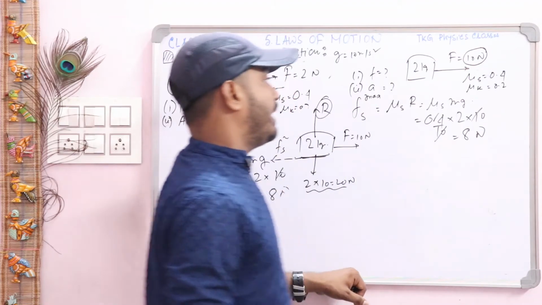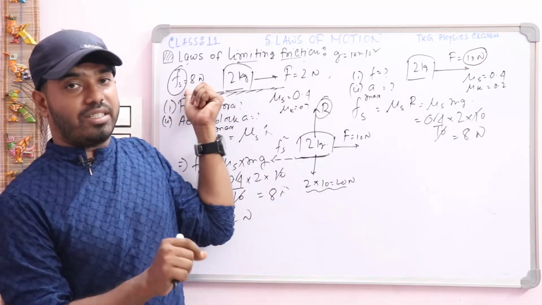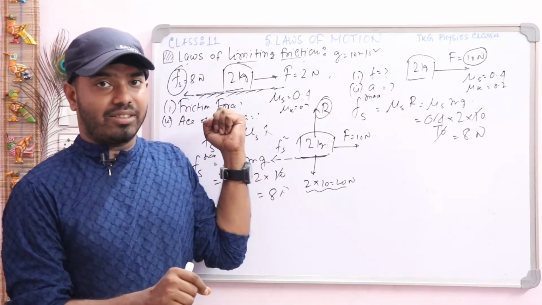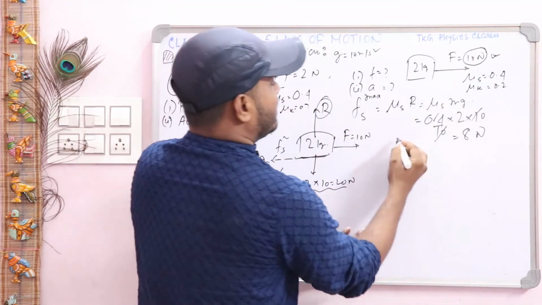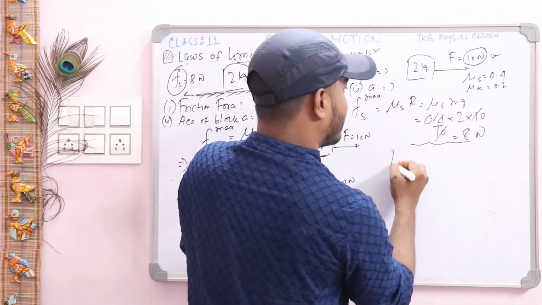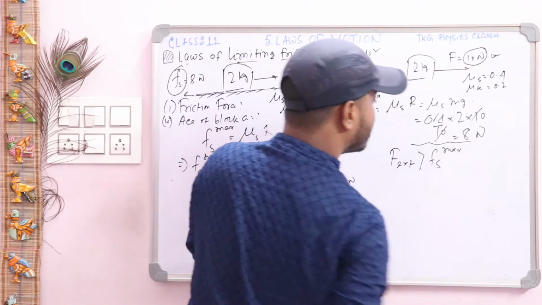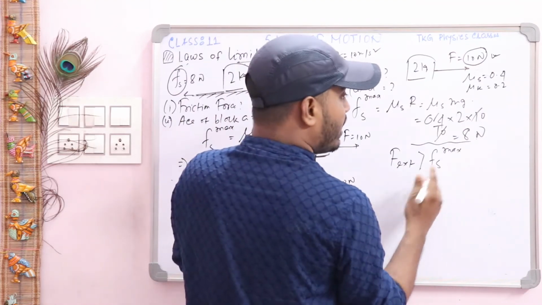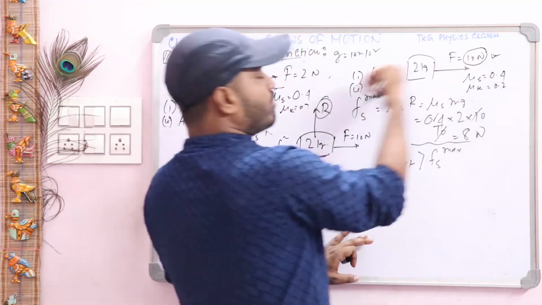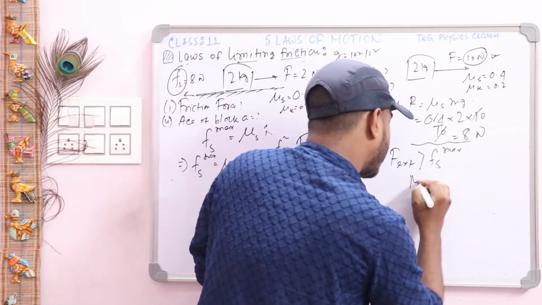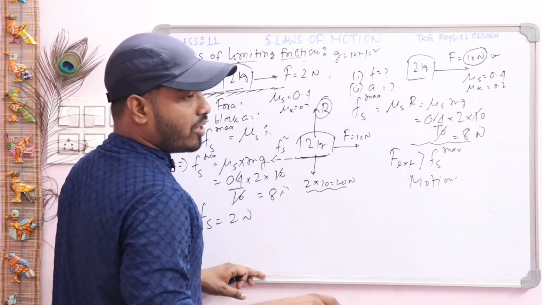Now you see, in the earlier problem the external force was 2 but the frictional force 8, so the body was at rest. But here the external force is 10 and the maximum frictional force is 8. So here F external is more than Fs max. In that condition, is the body at rest or in motion? The force in that direction is more than the backward direction force. So the body must be in motion. Clear to all of you?